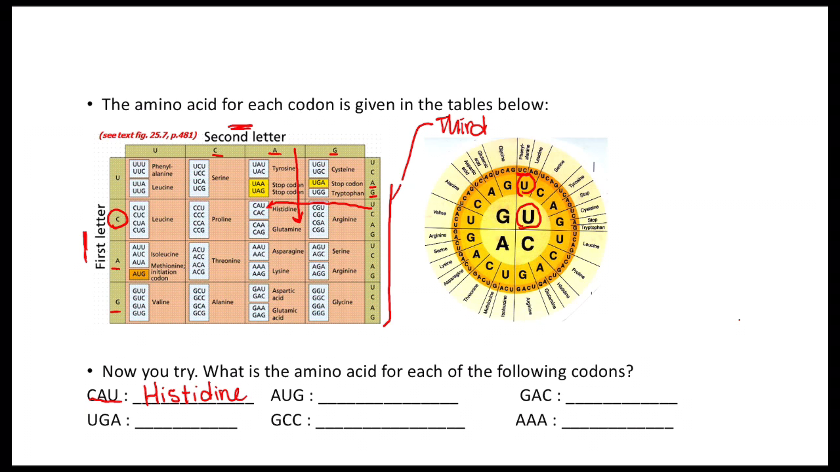If you were using the circular chart, we would start in the center with C. The second letter is A, and then our third letter is a U. So right here, again, histidine.